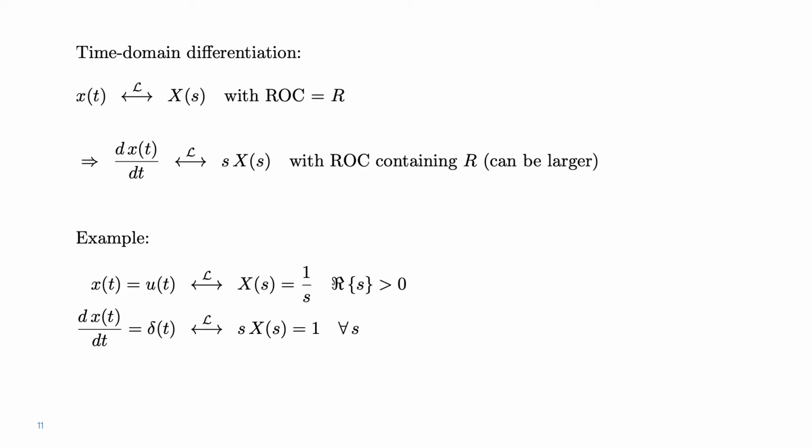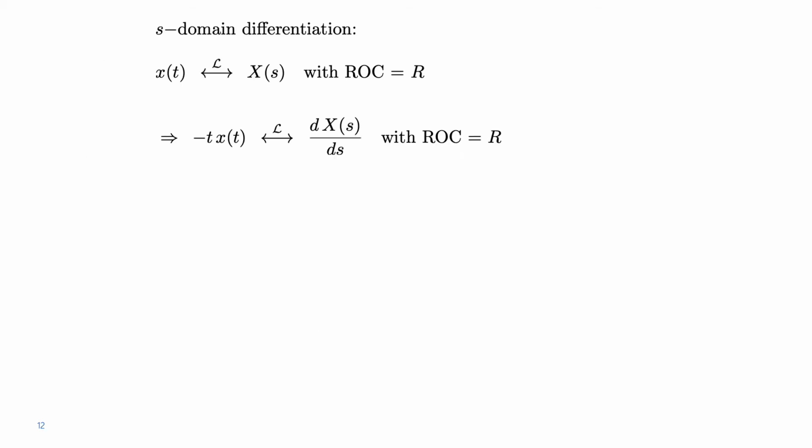So you see that the original region of convergence, the one for the step, the one for 1 over s, was real part of s larger than 0, but the Laplace transform of the delta is 1 and it converges everywhere. So the region of convergence has been extended.